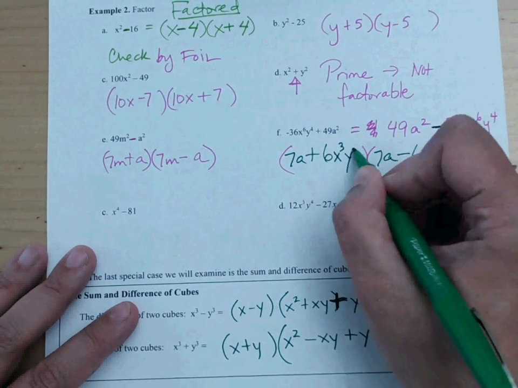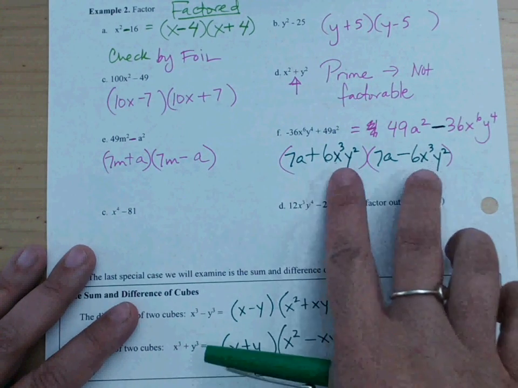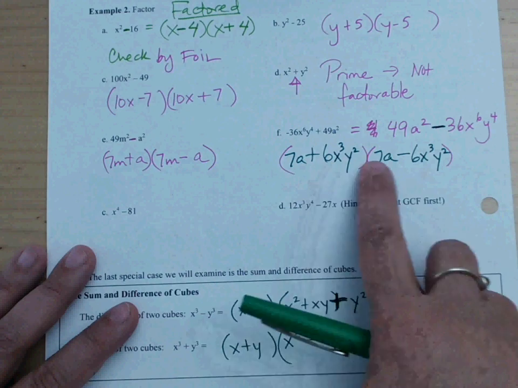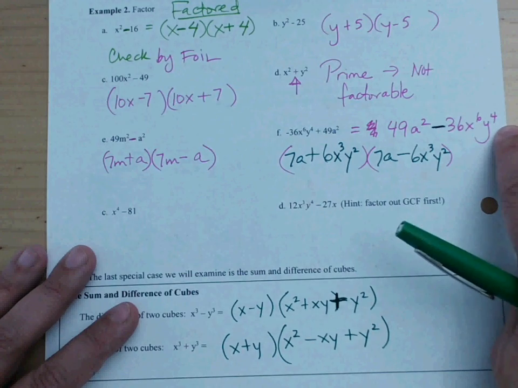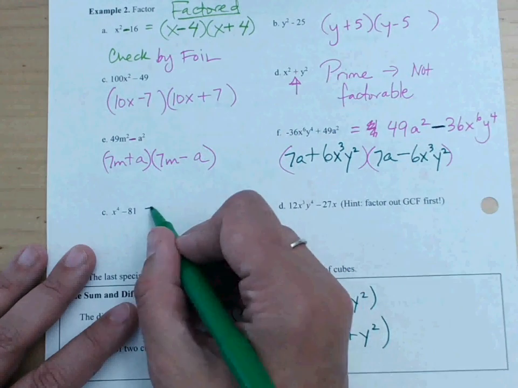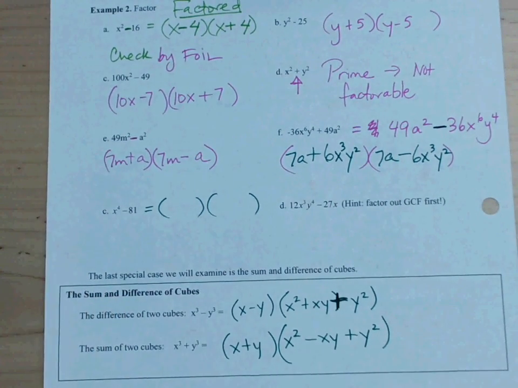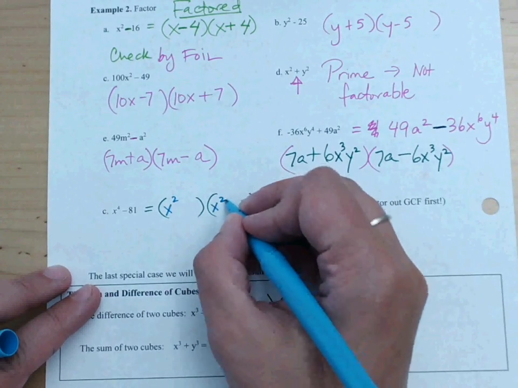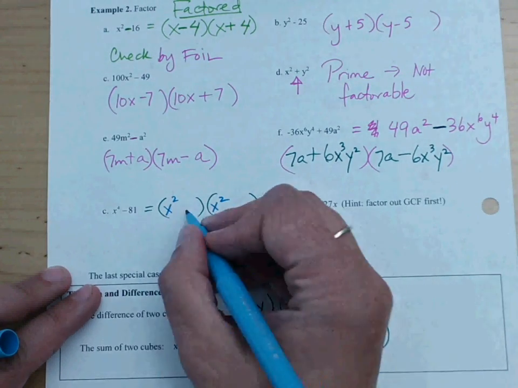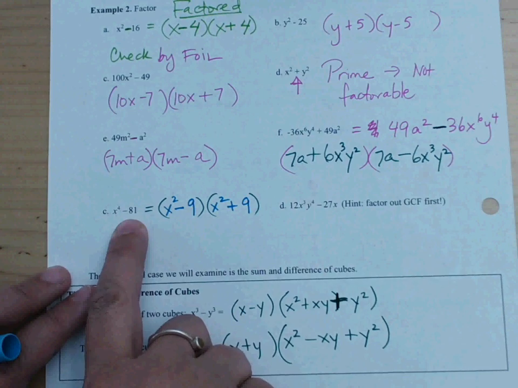X cubed y squared. They have to be a perfect match, right? Because a number times itself. X cubed times x cubed gives you x to the 6th. Y squared times y squared gives you y to the 4th, right? Any thoughts about this one? So x squared times x squared gives you x to the 4th, right? Minus 9 plus 9 gives you the negative 81.